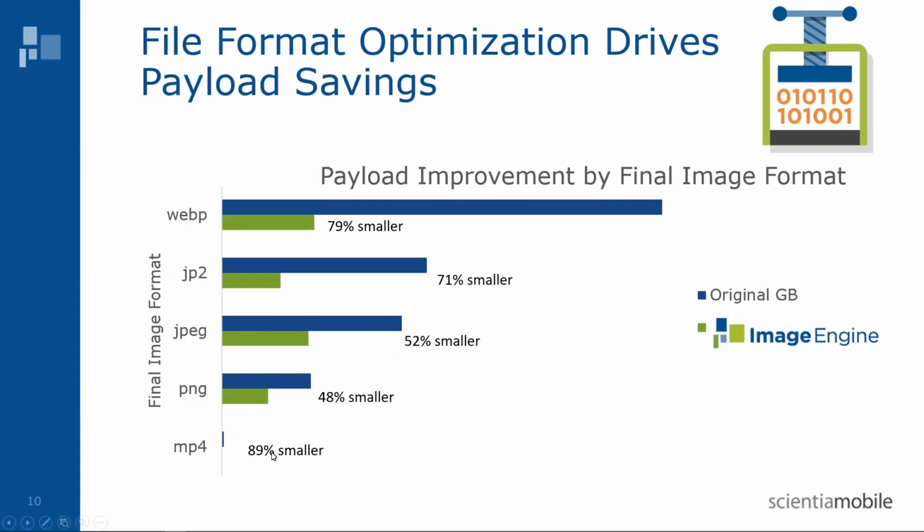I'm also showing the MP4s here. One of the things that we can do is translate GIFs. GIFs are a very old file format, very inefficient, but popular for animated GIFs. We can take the animated GIFs and put them into a much more efficient format, whether that's MP4 or an animated WebP. And that takes about 89% out of the equation.